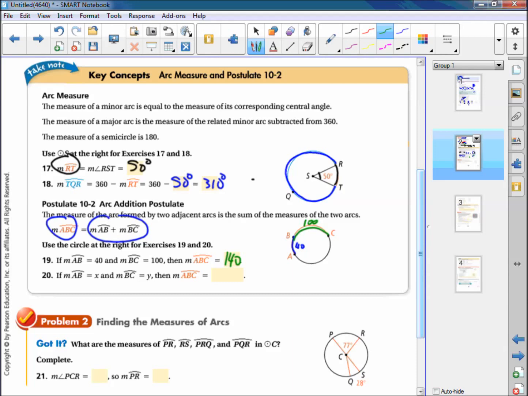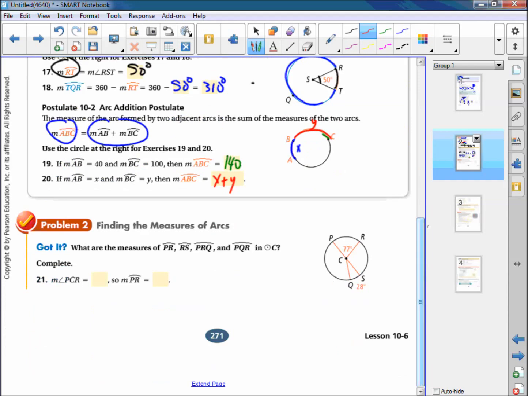Okay. If the measure of arc AB is equal to X, so in this case AB is X, and the measure of BC is Y, then the measure of ABC would be X plus Y. All right, so finding the measure of arcs.